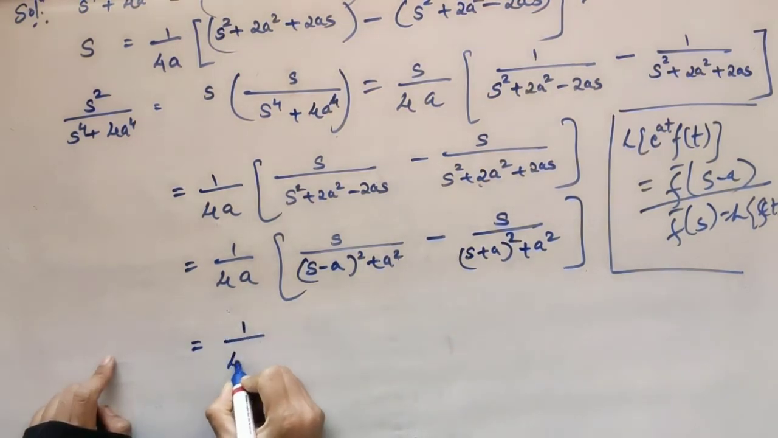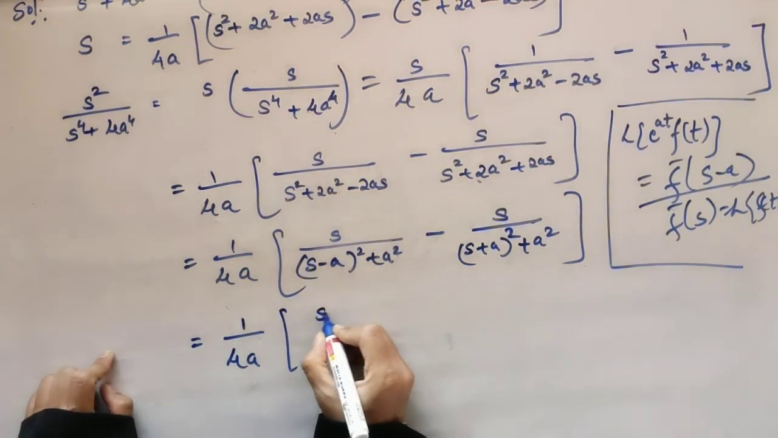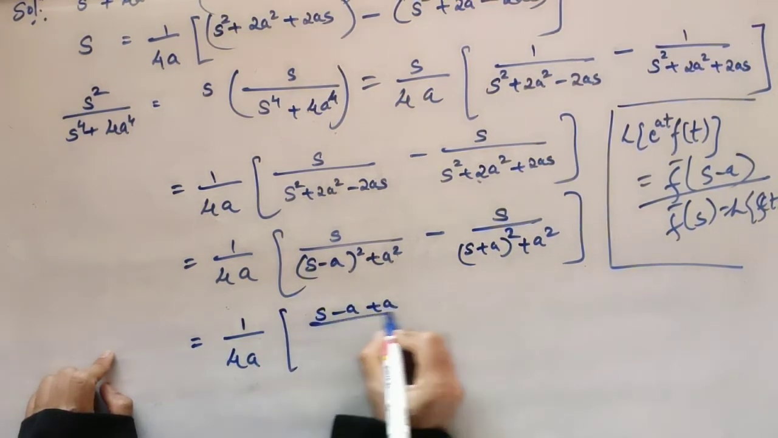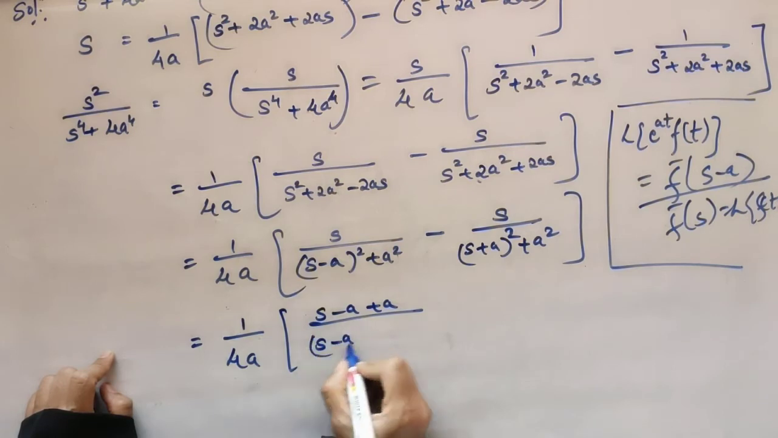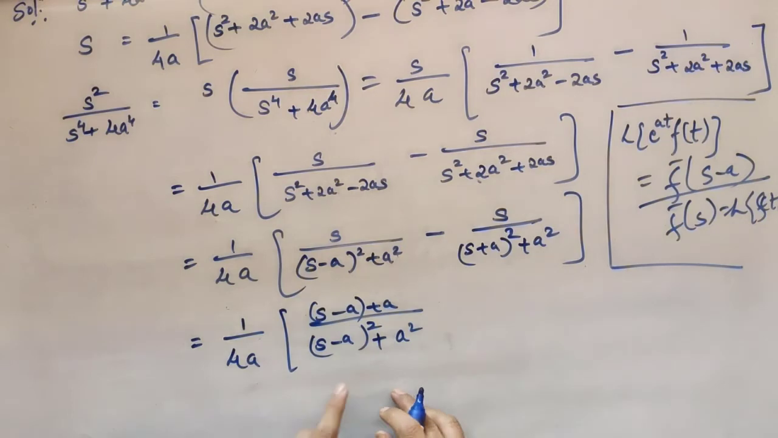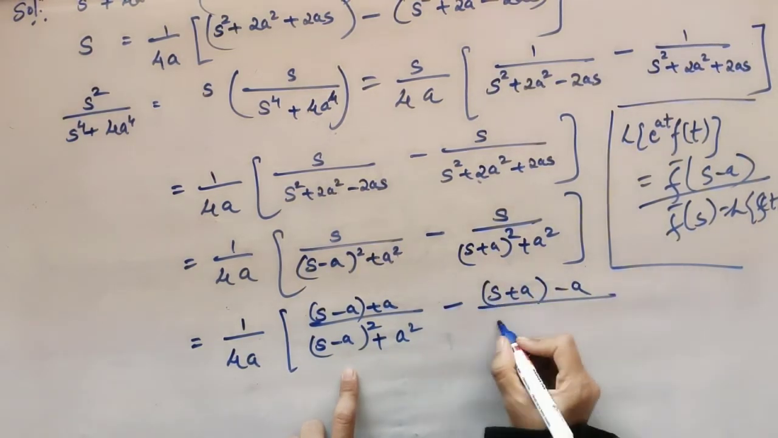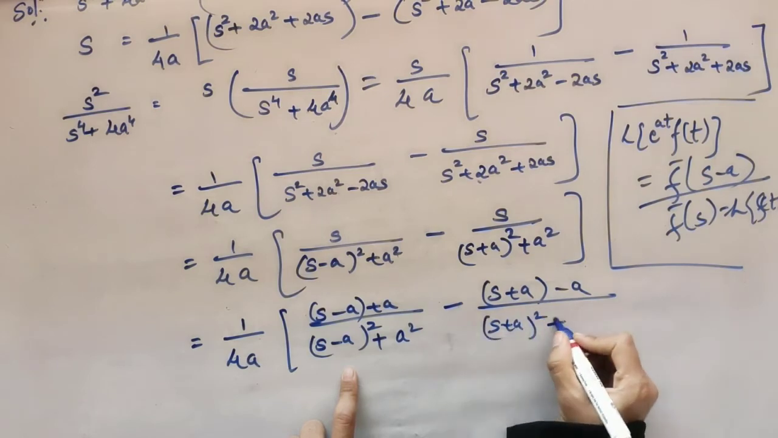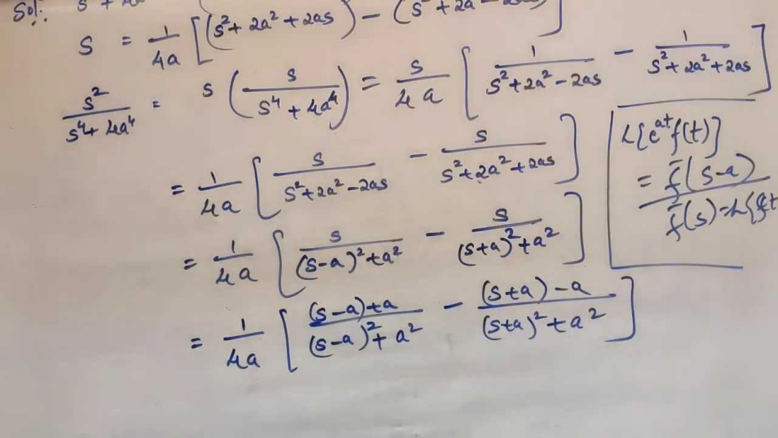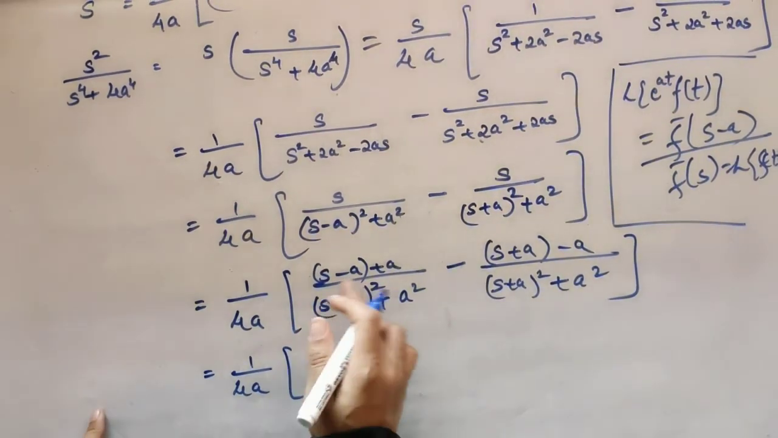It is 1 divided by 4a into, I can write it as s minus a plus a. I hope it is clear to you. Similarly, s plus a minus a, s plus a whole square plus a square. Now it is 1 divided by 4 times a, and you have to separate it now.